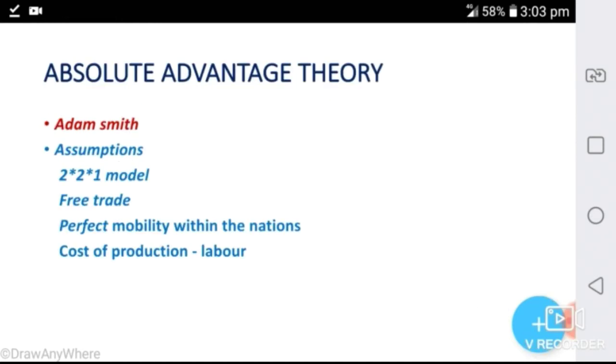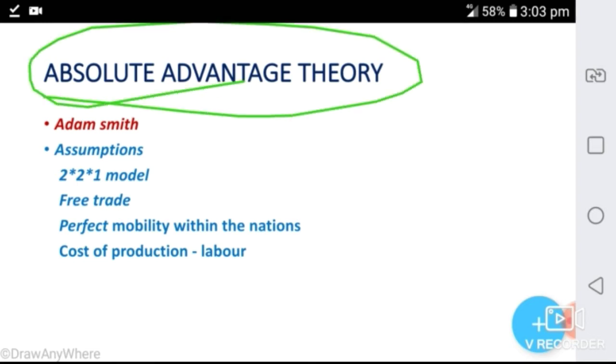The first theory of international trade, absolute advantage theory. This theory was given by Adam Smith. According to this theory, trade between two nations is based on absolute advantage. Some of the assumptions of the theory: the first one, 2 into 1 model. That means 2 goods, 2 nations and 1 factor. That 1 factor is labor.